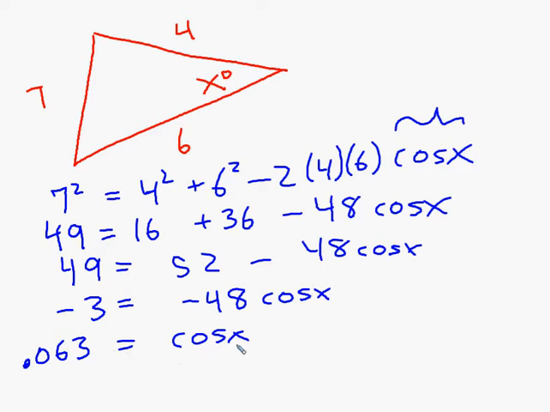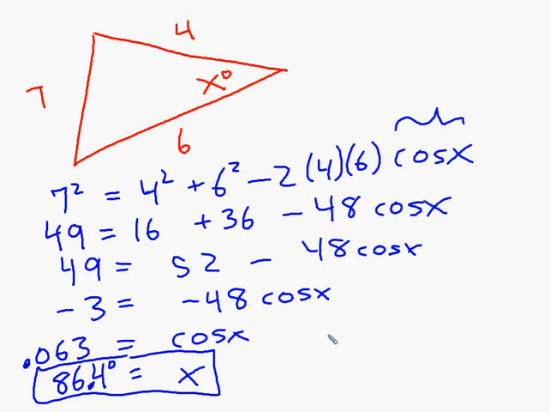Alright, and then what do we do in order to get the angle? Inverse cosine. And what do we get? 86.4. So it's almost a right triangle. Close, but no cigar. That doesn't look like a right triangle. And when I do it, it's never going to be drawn to scale. So I just make up the numbers.